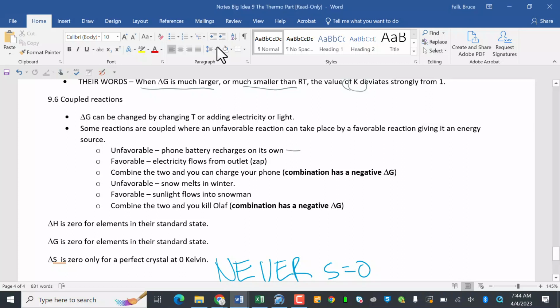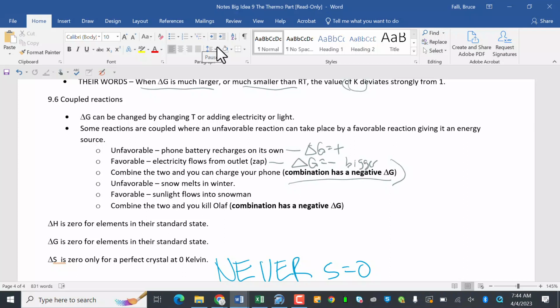Unfavorable, phone battery recharges on its own. Favorable, electricity flows from an outlet, zap. Combine the two and you get your phone charged. Combined, it has a negative delta G. So this is delta G is positive. Your phone doesn't charge on its own, it goes away. This is negative, but if I have a bigger negative, I get my phone charged.